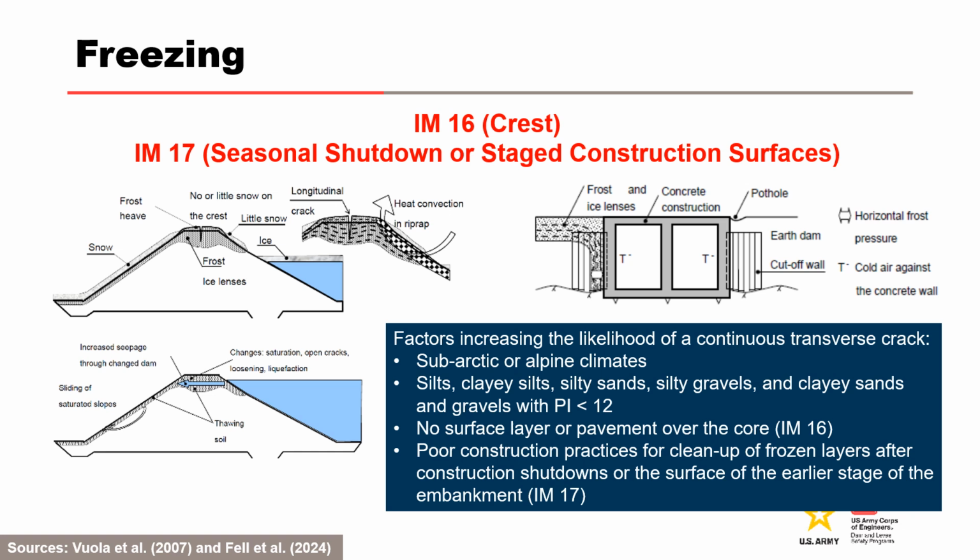IM16 is for the crest, and IM17 is for the seasonal shutdown or stage construction surfaces, if good construction practices were not followed. This can also occur adjacent to conduits due to freezing and differential movements even if the soil is well compacted. This mechanism is more likely for subarctic or alpine climates where temperatures remain below freezing point for 1 to 3 months. Core materials most susceptible to freezing and ice lens formation include silts, clayey silts, silty sands, silty gravels, and clayey sands and gravels with a PI less than 12. The effects of freezing are more likely with no surface layer or road pavement cover over the core.